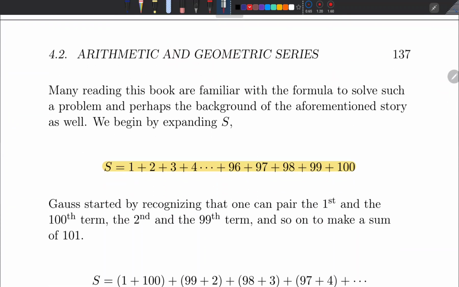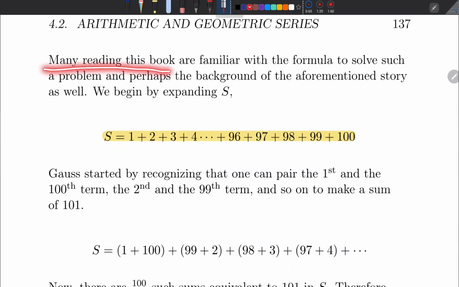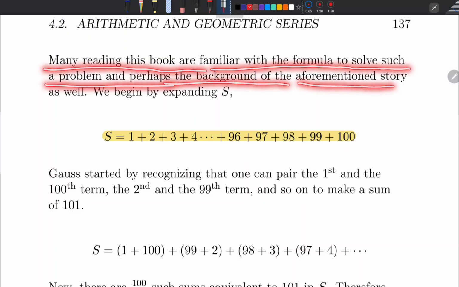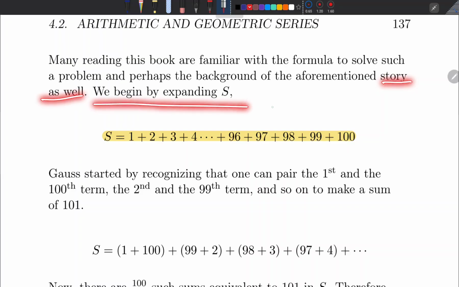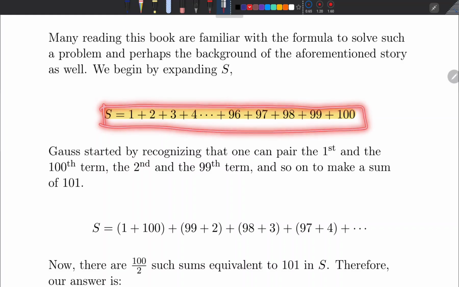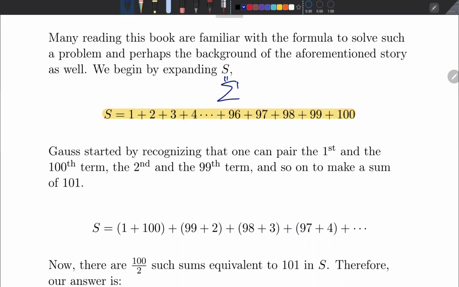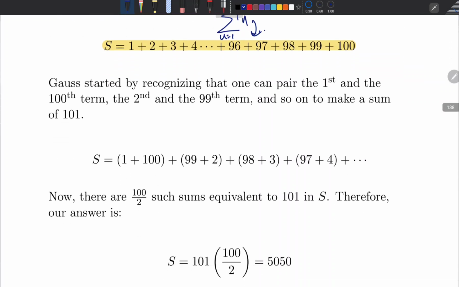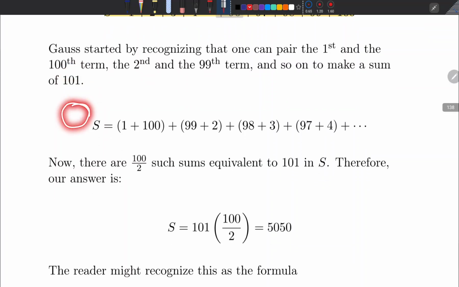Okay, so the way Gauss solved it, look at this down. Many reading this book are familiar with the formula to solve such a problem, perhaps the background of the aforementioned story as well. We begin by expanding S. So basically, this is S after expanding it, because this sum as n goes from 1 to n will be expanded something like that, right? And what Gauss did is he started by recognizing the pair of the first and the 100th term, the second and the 99th term, and so on, to make a sum of 101.